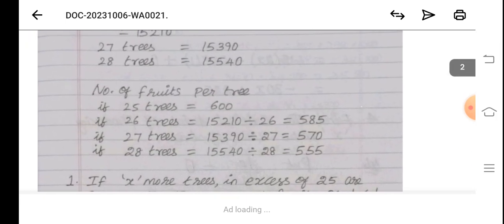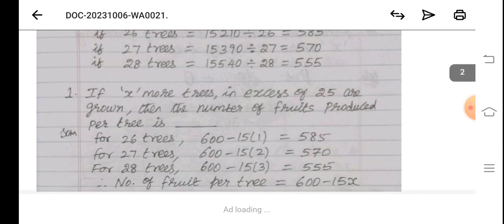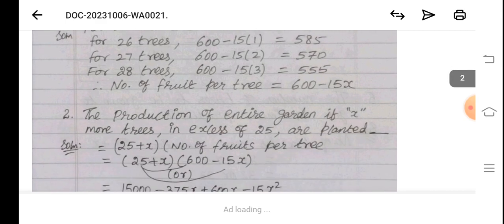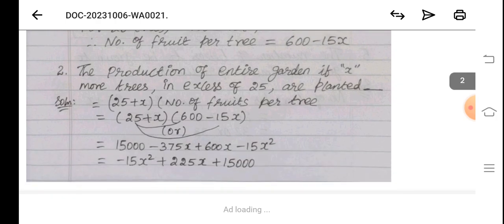They have given the options very clearly, so no issues for you. But even if they are not given options, you have to do it this way. Clear? For the sequence of 26, 27, 28 trees, see how much you are getting, and accordingly we can go forward.